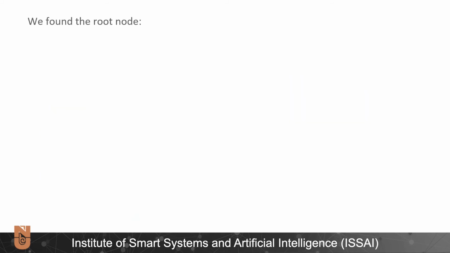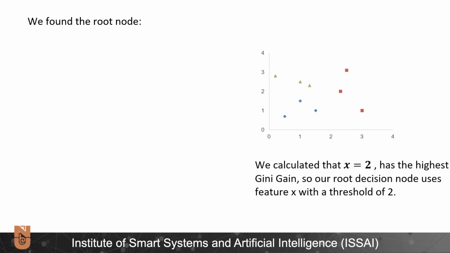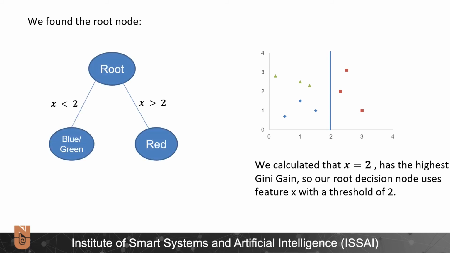In the previous slide, we found the root node. We calculated that at x equal to 2, we have the highest Gini gain. So our root decision node will use x equal to 2, and the first part of the decision tree will look like this.